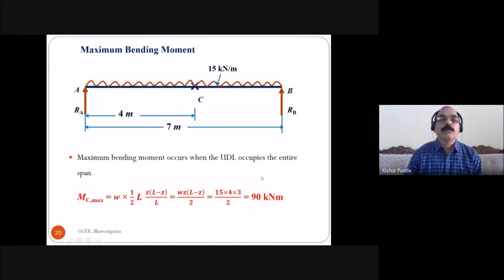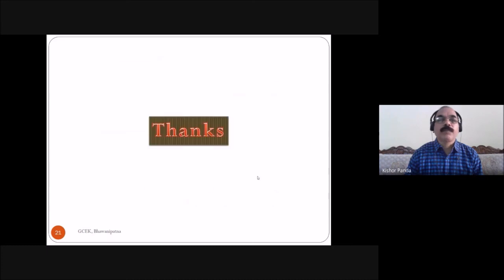So this is all about the maximum shear force and maximum bending moment at a specified section when a point load is moving across a beam, or when a UDL is moving across a beam and the length of the UDL is longer than the span length. That we have discussed today.